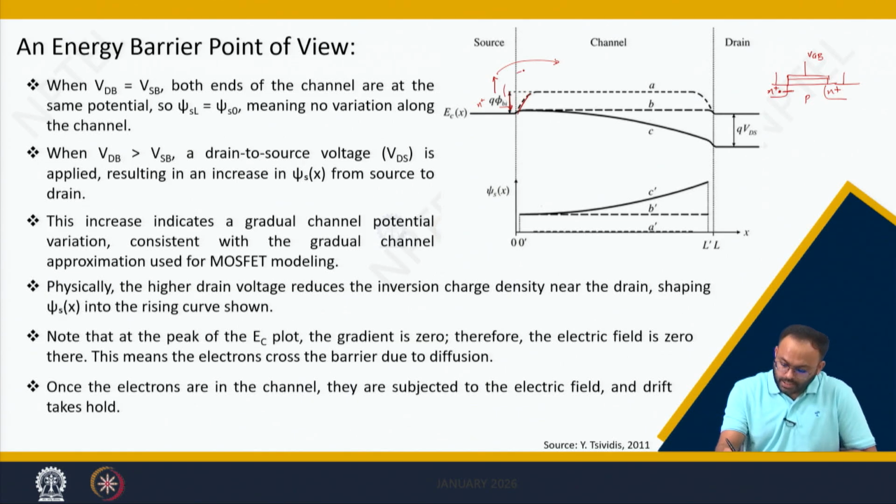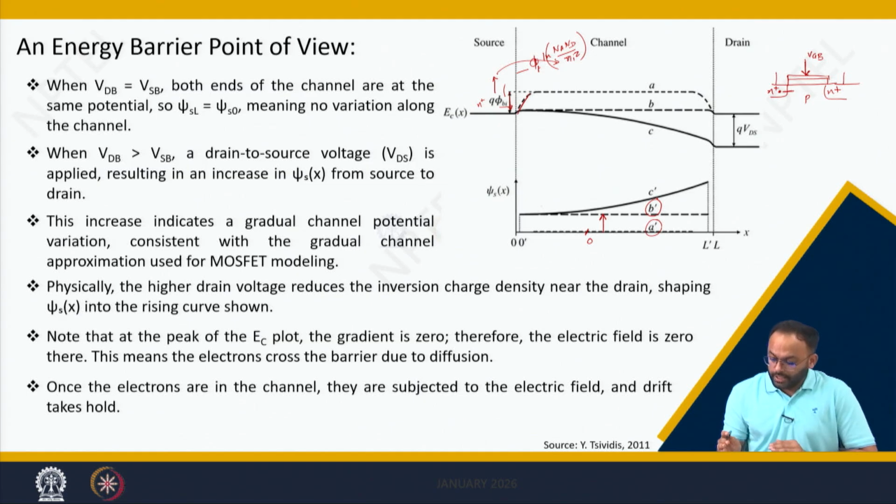This barrier height is nothing but phi t log of Na Nd by Ni square. Now, what will happen if you apply VGB? If you apply VGB, ultimately the surface potential will increase, and hence from 0 surface potential, which is represented by A dash, you are going to a higher surface potential which is B dash.